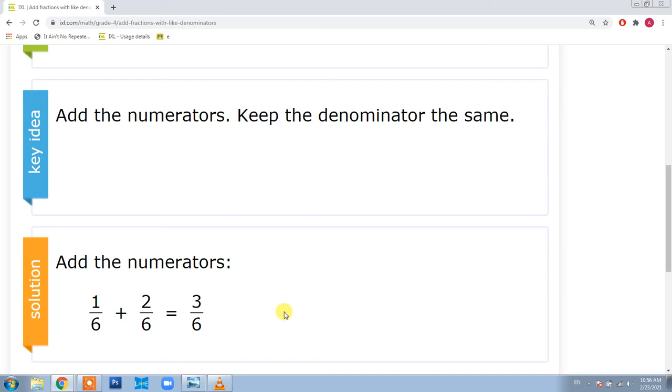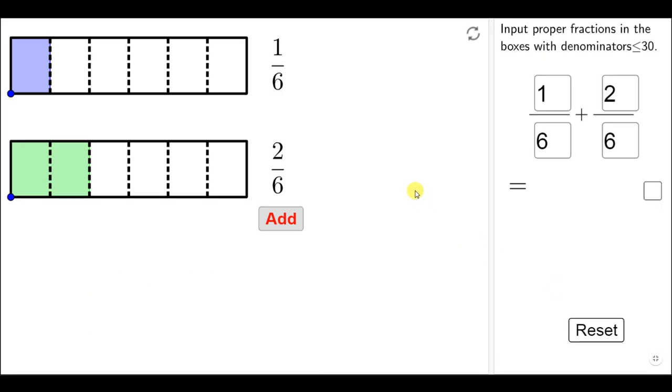But before we move on practicing this skill, we have to know the reason why we are not adding the numerators, and for that we will use GeoGebra. To understand the reason why, when we are adding fractions with alike denominators, we are only adding the numerators and not adding the denominators.